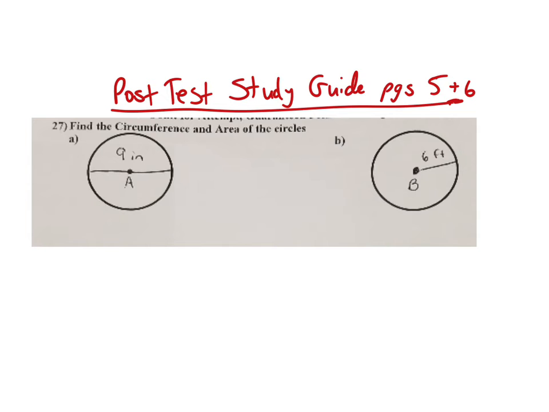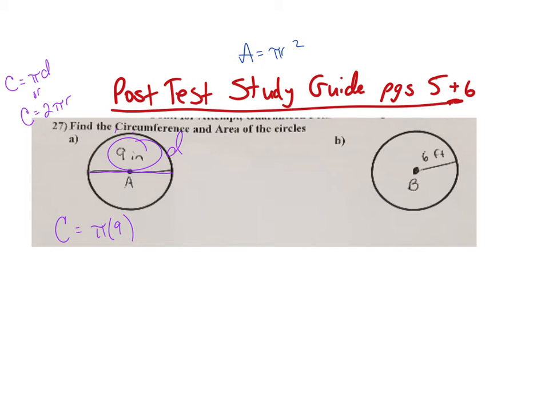Alright, so circumference, if you don't remember, is equal to 2 pi r, or pi times the diameter. So you can write pi times the diameter, or circumference is equal to 2 pi r. Alright, area is equal to pi r squared. So 27a, pretty easy. Remember, this is a diameter. It is not a radius because it's the whole. So my circumference, if you're going to use pi, is just pi times 9.